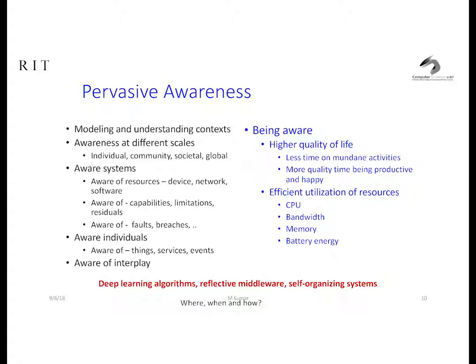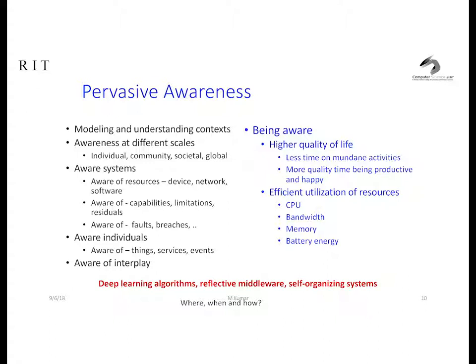So we need to have awareness at different scales. At the individual scale, first of all, the system that is providing the services should be aware whether the service provided is for the individual, for a community, for a city, or for the entire world. The system should be aware of that. The systems should also be aware of resources. In a pervasive computing environment, the system should be aware of what resources I have in this environment to do anything. For example, let us say there is a building that is on fire.